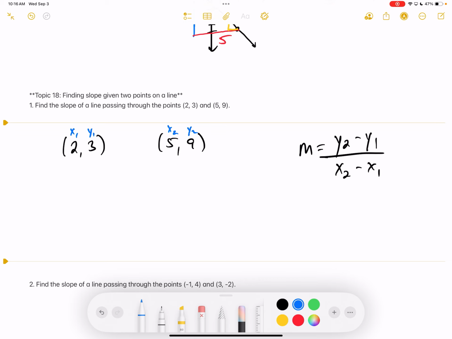Okay, so to find my slope, I do y sub 2, which is 9, minus y sub 1, which is 3, over x sub 2, which is 5, minus x sub 1, which is 2. So 9 minus 3 is 6, 5 minus 2 is 3. And my answer is 2.